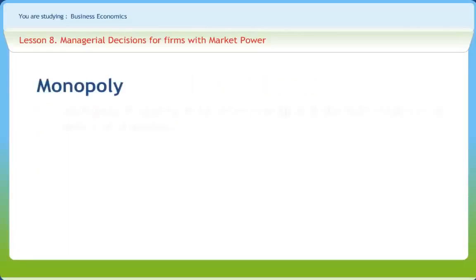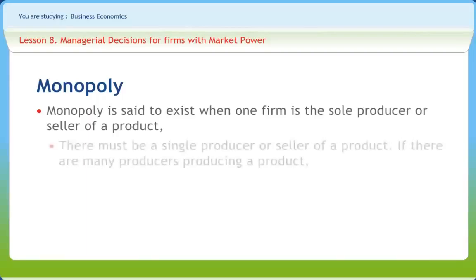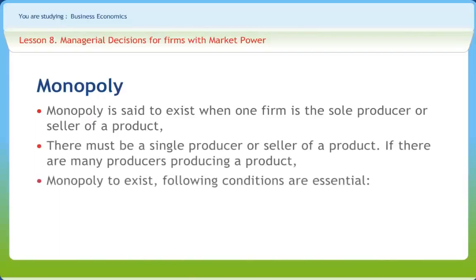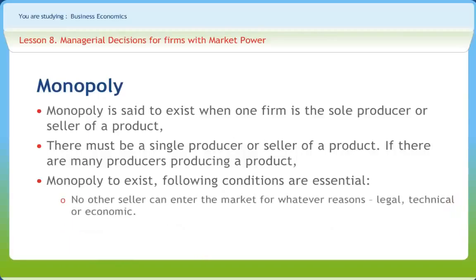Slide 3. Monopoly is the form of market in which only one firm is the sole producer or seller of the product, which has no close substitutes. Thus we can say that the main conditions necessary for monopoly are that one and only one firm produces and sells a particular commodity or service. There are no rivals or direct competitors of the firm. No other seller can enter the market for whatever reasons, legal, technical or economic.